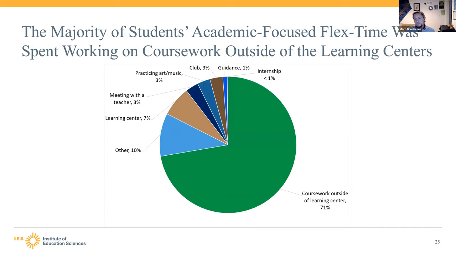So when students did choose to spend their time on academics, this is showing you the different breakouts of the proportions of time that they spent. You can see here that the majority of the time when they're working on academics, they're working on coursework outside of the learning centers, about 71% of the time.